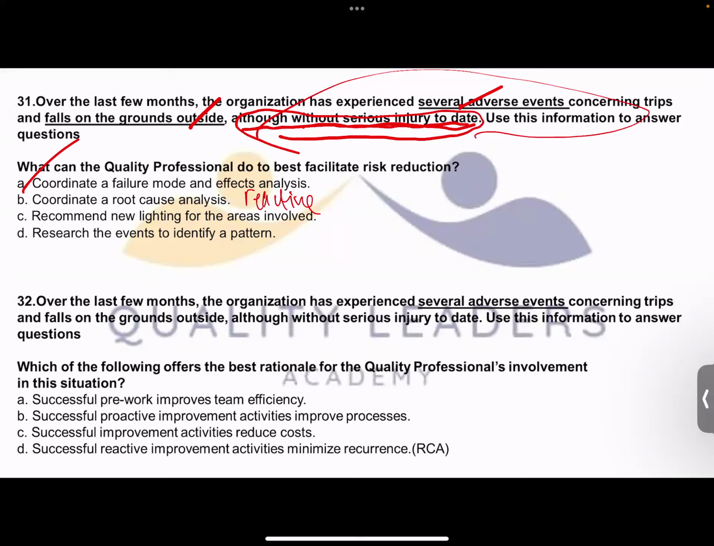Okay, do you both get my point here? Because what can the quality professional do to best facilitate the risk reduction? The most effective method for facilitating the risk reduction is to conduct a FMEA analysis to prevent more of this injury to date.